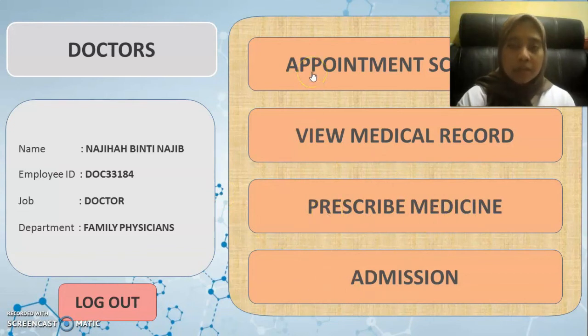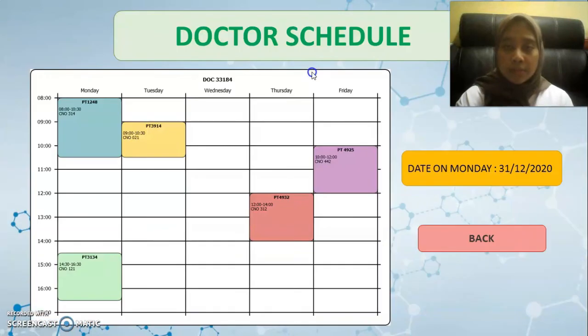Okay, now we go to appointment schedule first. Okay, here is the doctor schedule. Here DOC 33184 is the number for the doctor ID. On Monday, this doctor has a schedule for patient PT1248 from 8 until 10:30 in CNO 314. This is the room number.